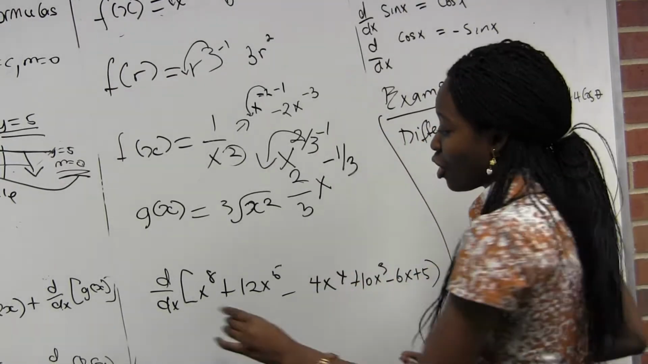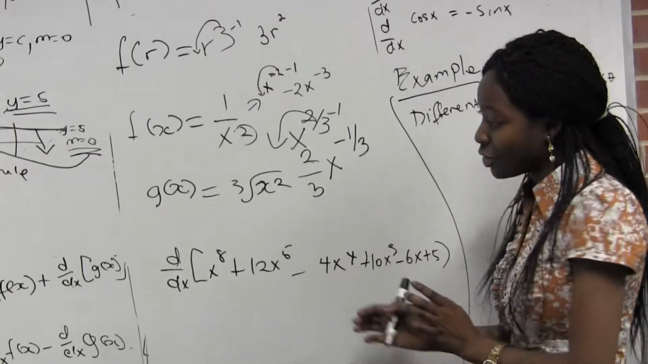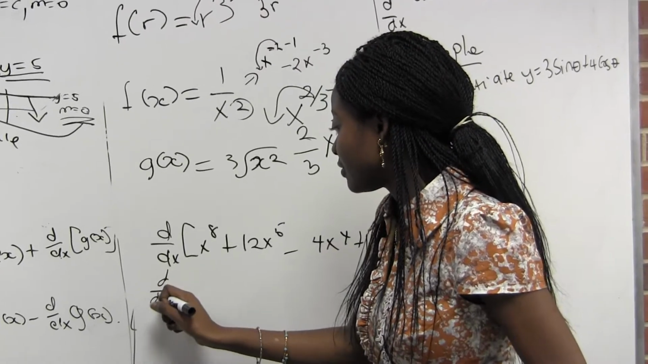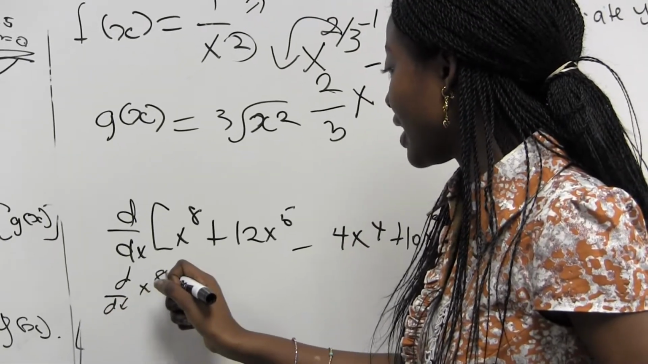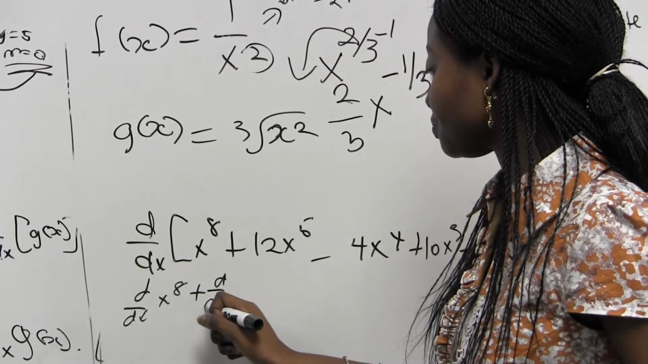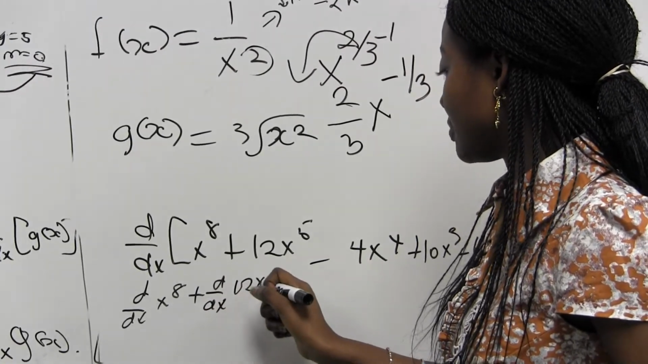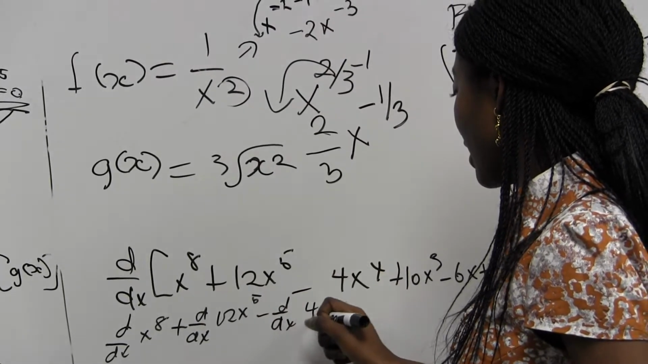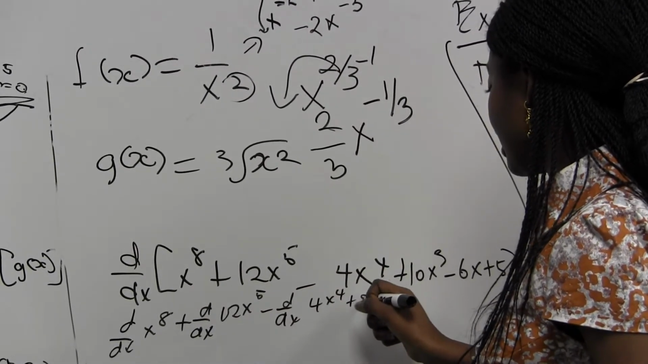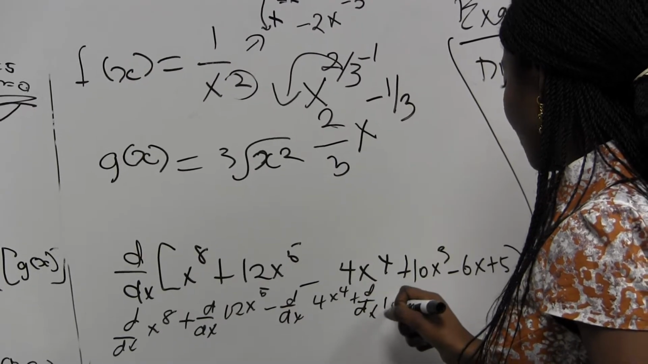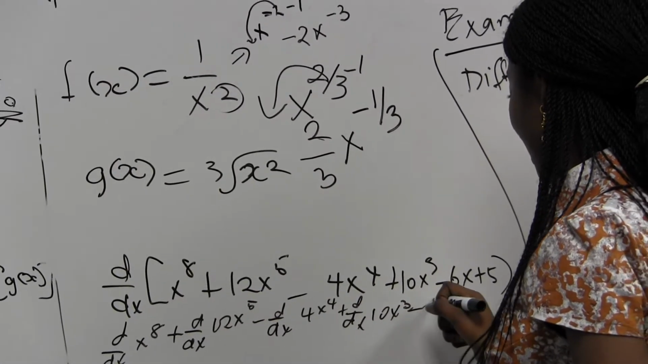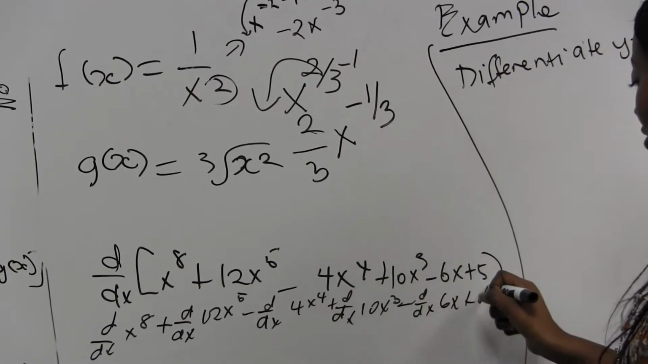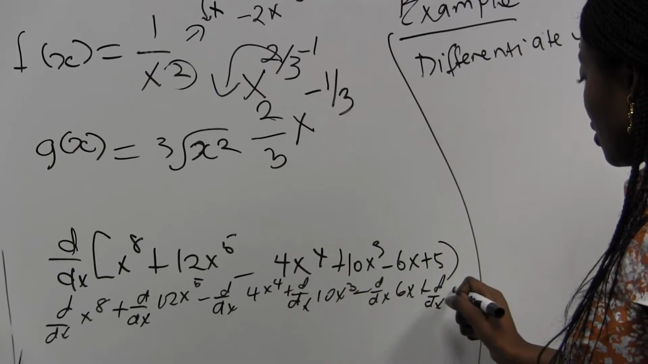And that's it. Over to this question, I'm going to find the derivative of each term. So I'm going to have the derivative of x to the power of 8 plus the derivative of 12x to the power of 5 minus the derivative of 4x to the power of 4 plus the derivative of 10x to the power of 3 minus the derivative of 6x plus the derivative of 5.